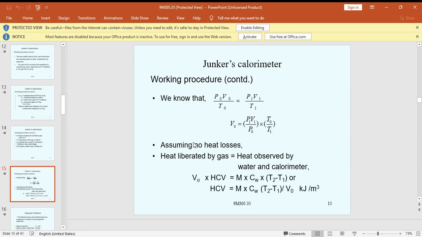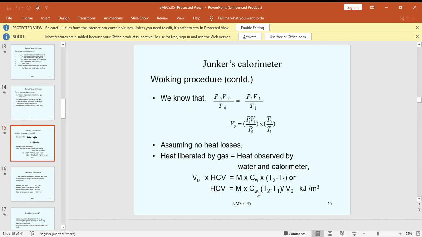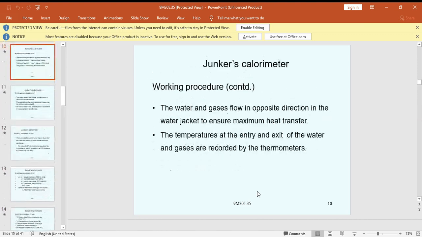Then, working principle: we know that P naught V naught by T naught equals P1 V1 by T1. So V naught equals P1 V1 by P naught into T naught by T1. Assume that there is no heat loss. Heat absorbed by the water and calorimeter: V naught into HCV equals M into CW into T2 minus T1, divided by V1. Once again, repeat.